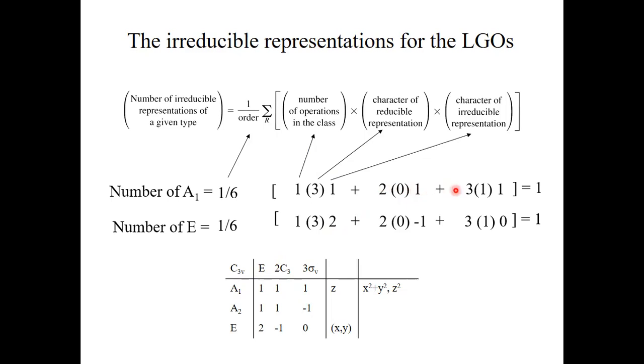So we have to add to that the respective product for the sigma v. So what is this? Well, in this case, the number of operations in the class is 3, because we have 3 sigma v mirror planes. The character of the reducible representation is 1. We saw that previously on the previous slide. And the character of the irreducible representation is also 1. So that's this one here. So now that gives 3 plus 0 plus 3. Well, that gives 6. And 6 over 6, well, that gives 1.